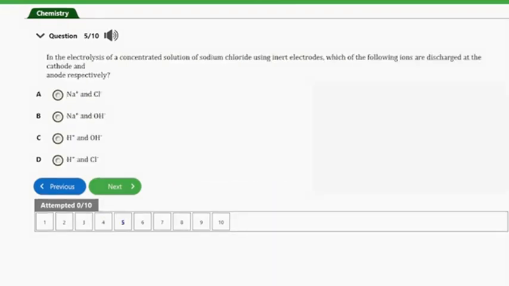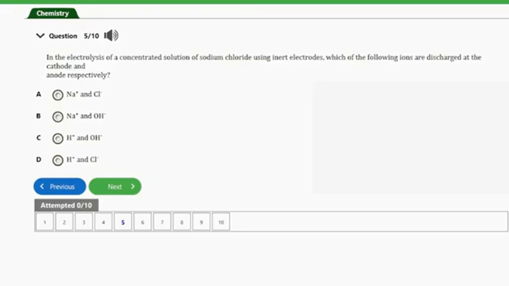Question number 5. It says, in the electrolysis of a concentrated solution of sodium chloride using inert electrodes, which of the following ions are discharged at the cathode and anode respectively? We've answered this question before now, and the answer to this question here is hydrogen ion and chloride ion. So the hydrogen ion will be discharged at the cathode, whereas the chloride ion will be discharged at the anode.